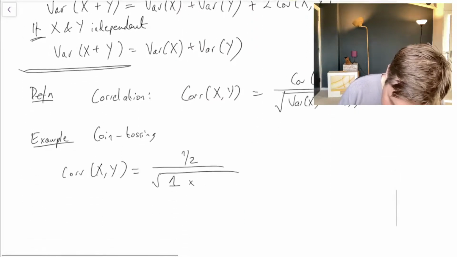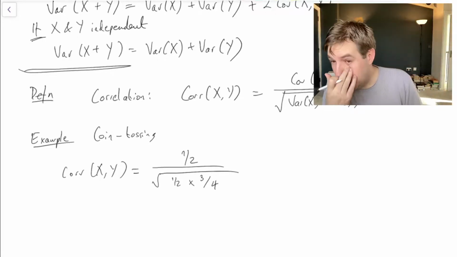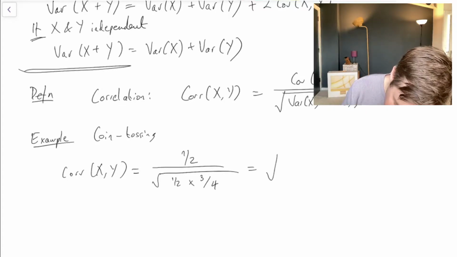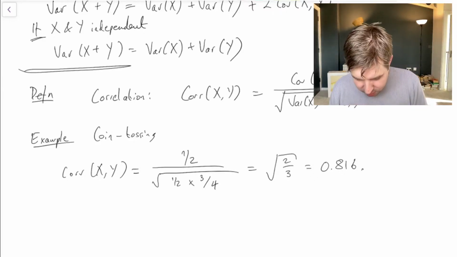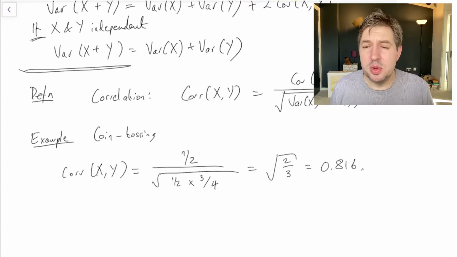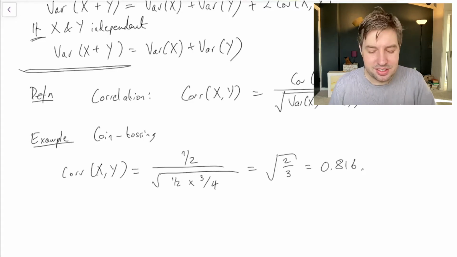So if we come back down here, it's the square root on the bottom of half times 3/4. What have we got? We've got 8 for the square root. I believe that comes out as the square root of 2/3, which equals 0.816. Yeah, that looks about right to me. So there's quite a high positive correlation between those two, which means that if you get lots of heads in the first 2 coin tosses, it's quite likely you'll get lots of heads in the first 3 coin tosses, which I think is unsurprising, but it's useful to be able to calculate the correlation of those things. So that's quite a lot of things that we've said about covariance, correlation, and variances of sums.